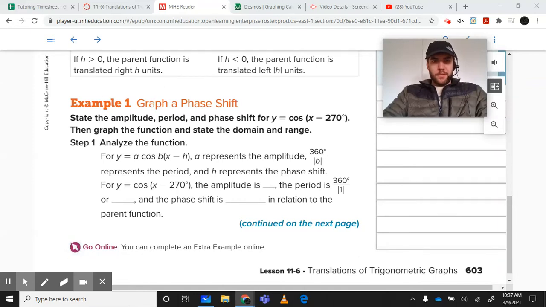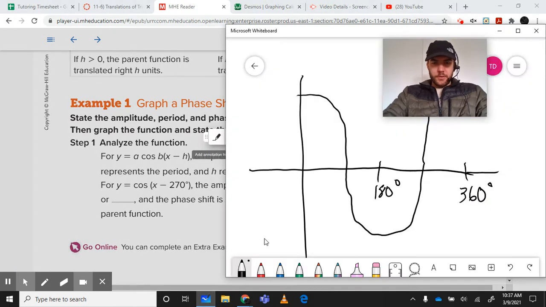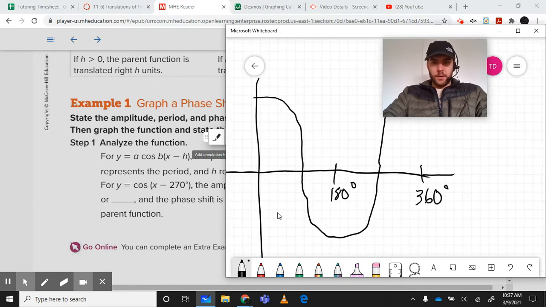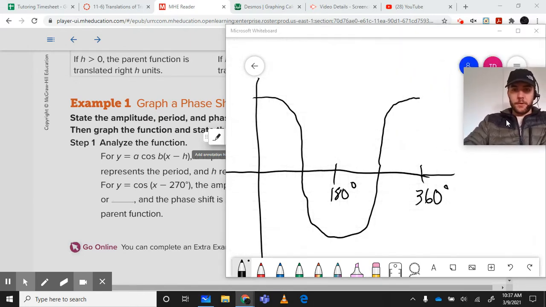Okay, example one here has us graphing a phase shift. So they want us to state the amplitude, period, and phase shift for y equals cosine of x minus 270. Okay, so first of all, x minus 270. Cosine of x should be our at least one cycle of the cosine of x.